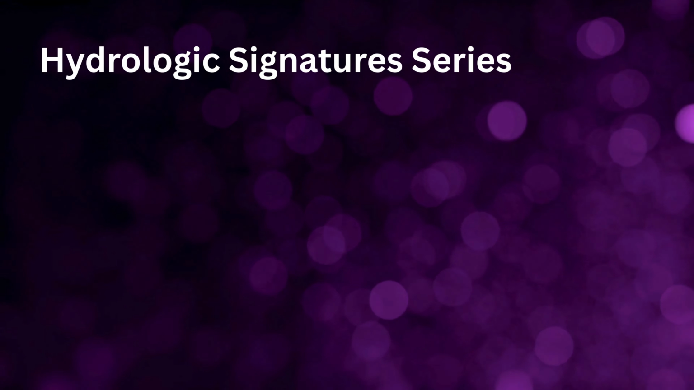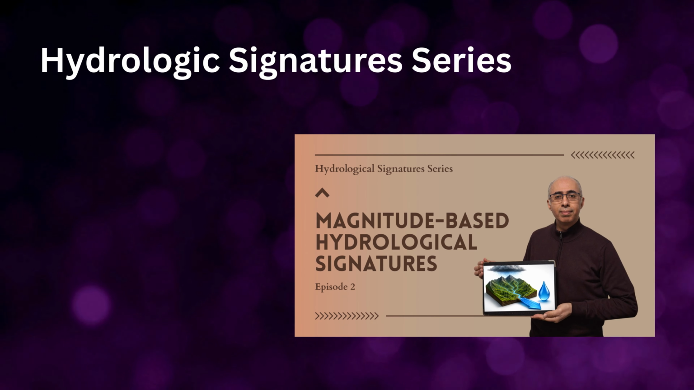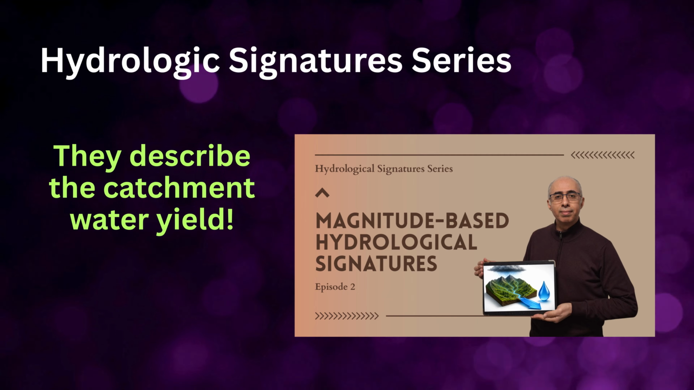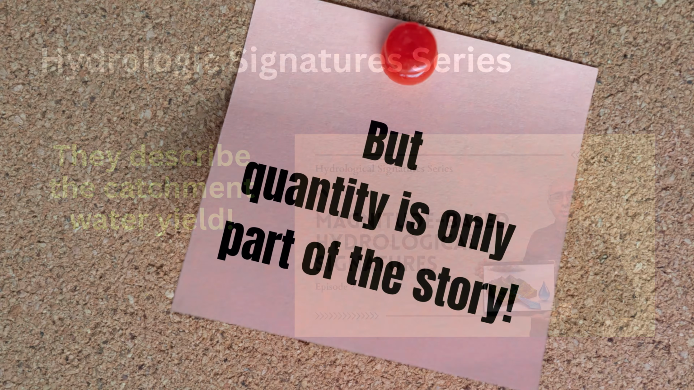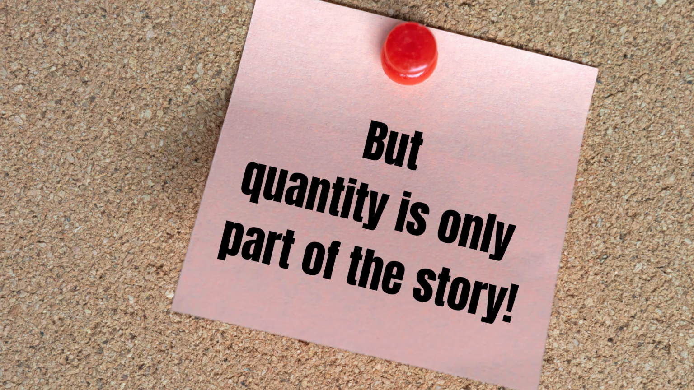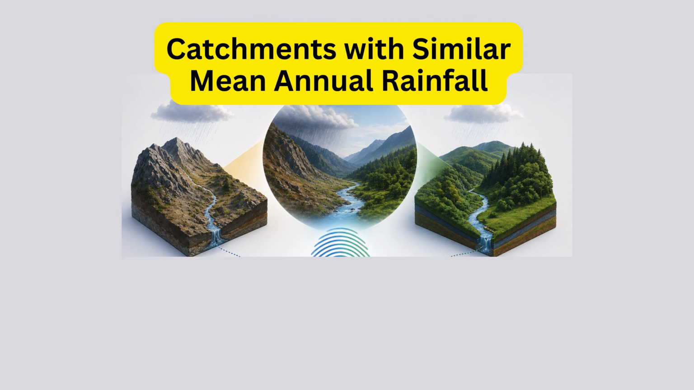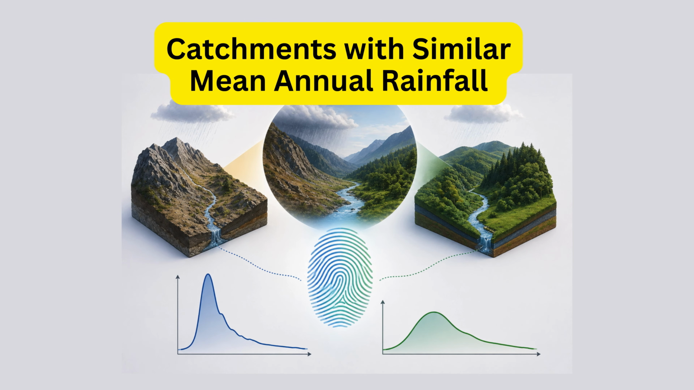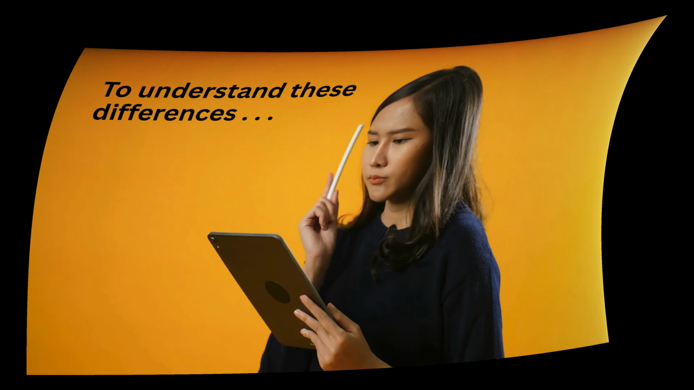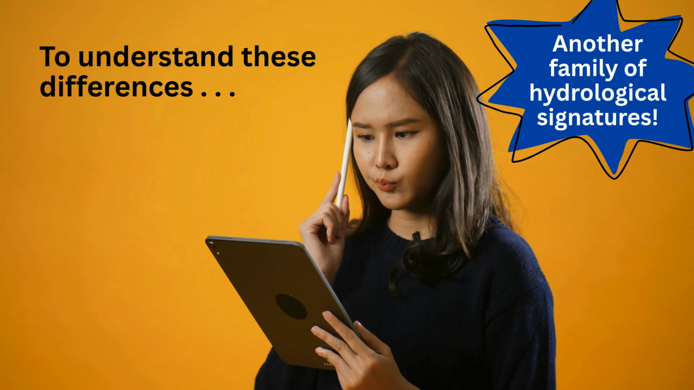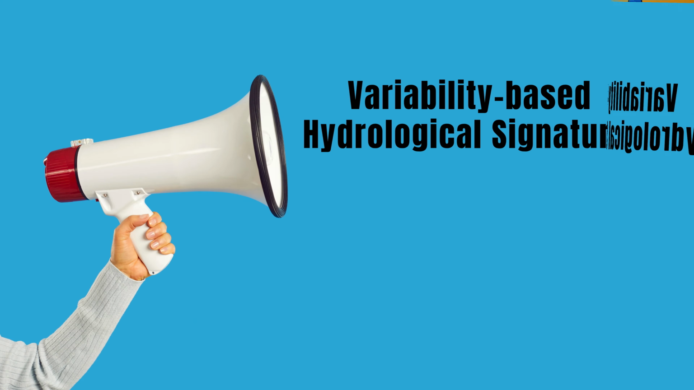In the previous episode, we explored magnitude-based hydrological signatures, which describe how much water a catchment produces. But quantity is only part of the story. Two catchments with similar mean annual runoff can exhibit completely different streamflow behavior. To understand these differences, we need another family of hydrological signatures known as variability-based hydrological signatures.